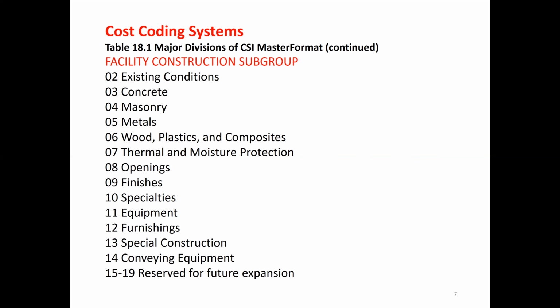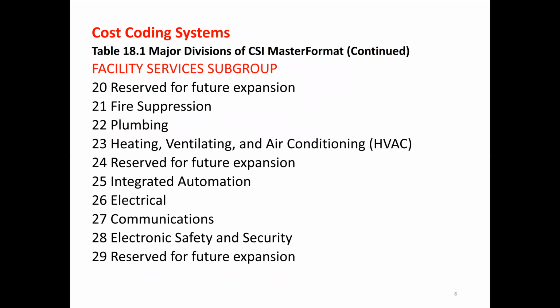According to the 2014 master format, then we have the facility services subgroup. In this, 20 is reserved for future expansion, 21 is fire suppression or to control the fire, 22 is plumbing, 23 is heating, ventilation and air conditioning, 24 is reserved for future expansion, 25 is integrated automation, 26 is electrical, 27 is communications, 28 is electronic safety and security, and 29 is reserved for future expansion.